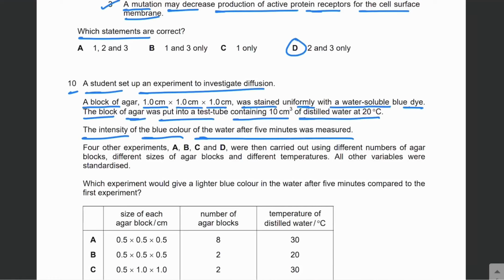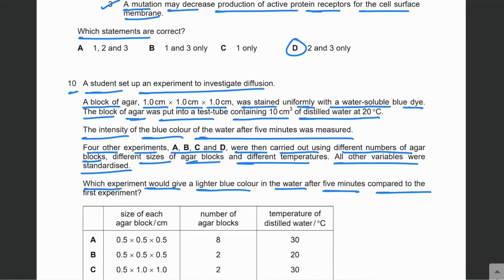So obviously, the greater the blue dye that comes out of the block into the water, the greater the intensity of blue color of water. Do you get my point? So they are saying that 4 other experiments A, B, C and D were then carried out using different numbers of agar blocks, different sizes of agar blocks and different temperatures. All other variables were standardized. Which experiment would give a lighter blue color in the water after 5 minutes compared to the first experiment?